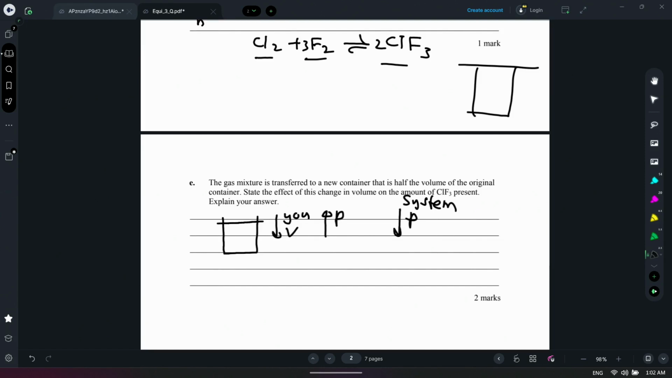In order to decrease the pressure, the system will favor the side with more particles, right? More particles. Therefore, what will happen? The concentration of ClF3 will increase.